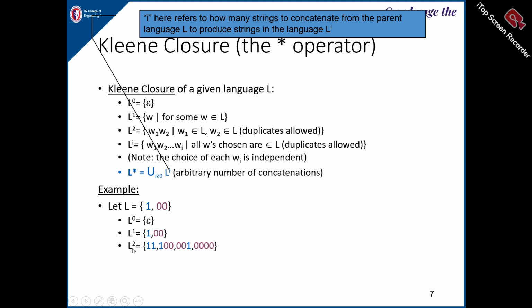Similarly, L raised to 3 is L square concatenated with L. So you have four strings here, each concatenated with each of these strings, and you will get eight such strings. Likewise, the union of L0, L1, L2, L3, L4, L5 until infinity is what is called L star. So L star is L0 union L1 union L2 and so on to infinity. All these are the strings which belong to L star.